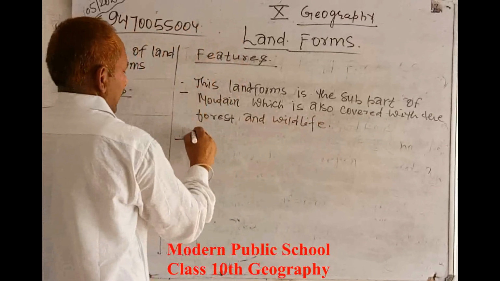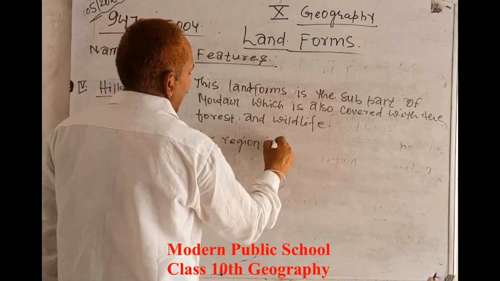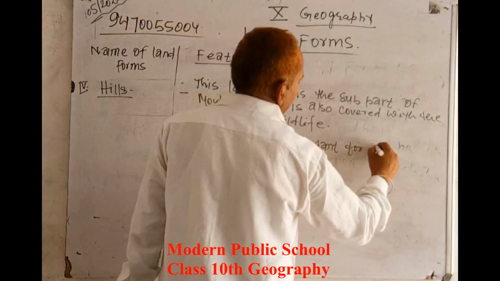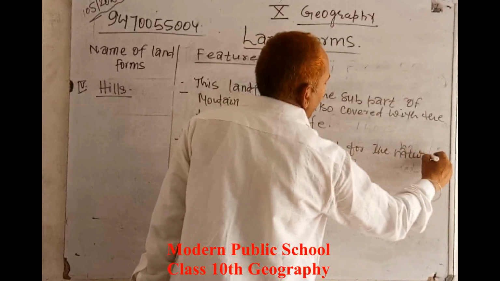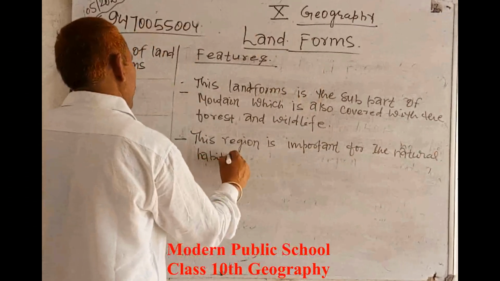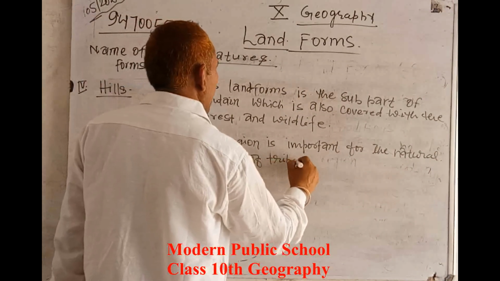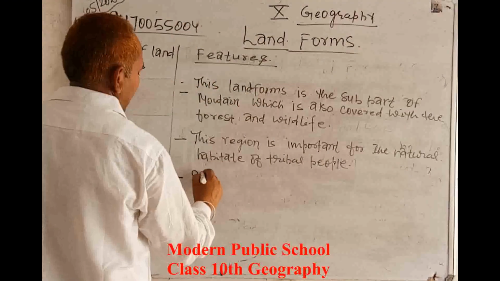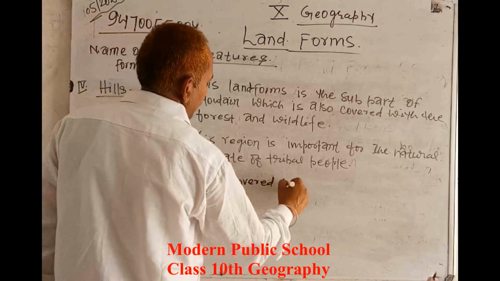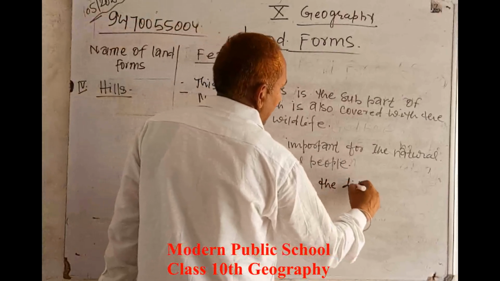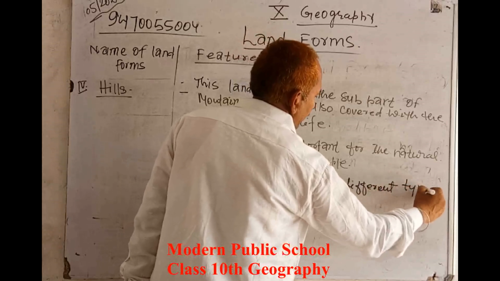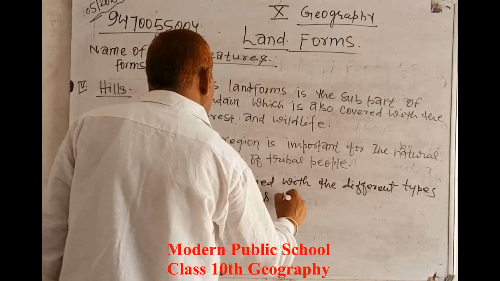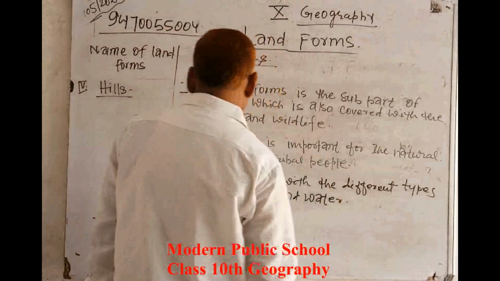Next, this region is important for the natural habitat of ट्राइबल पीपल। ये ट्राइबल पीपल के लिए एक नेचुरल हैबिटेट फॉर्म में पड़ता है। It is covered with the different types of minerals and water, okay.